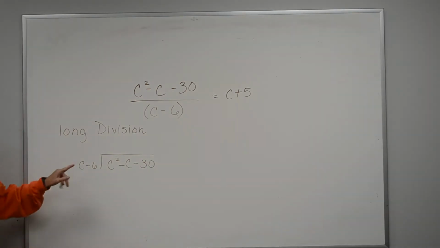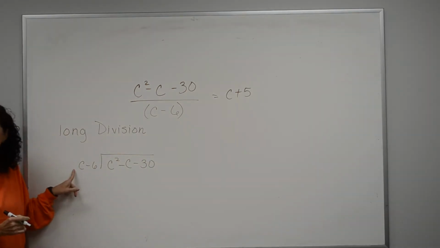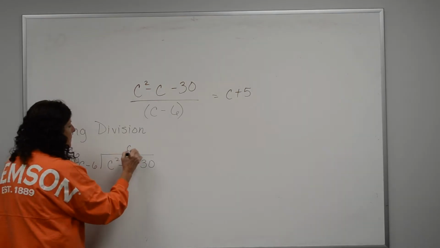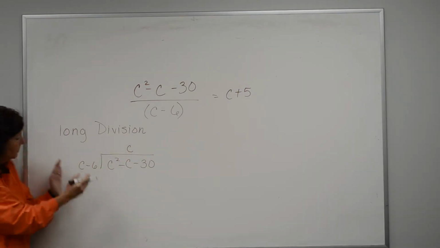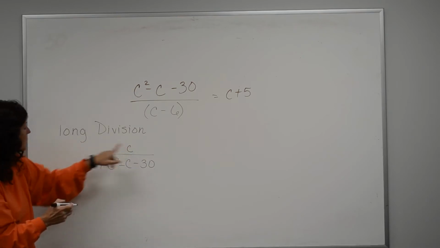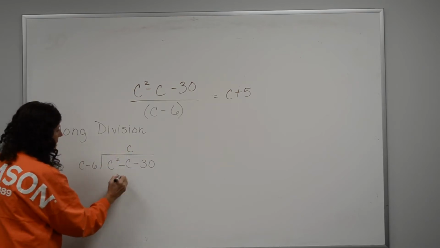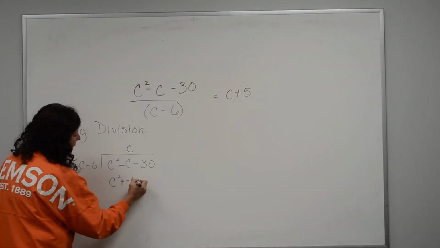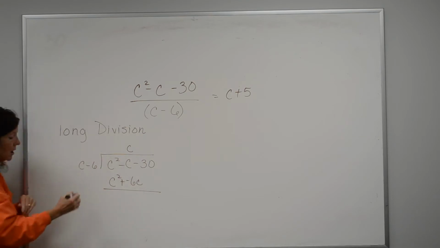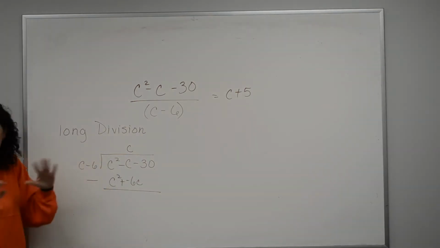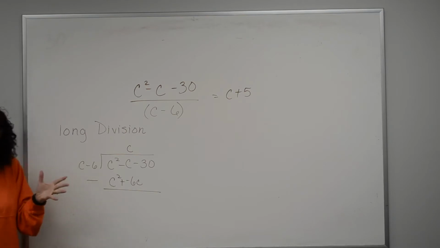All I do is I look at the very first term. C times what gives me C squared? C. So I'm going to put a C on the top, but I'm going to put it over the second term because remember, I've got a binomial going into that. So I go C times C is C squared. C times negative 6 is negative 6C. Now remember long division, I'm subtracting. If these two don't match up, you've done something wrong because your first term should always match up.